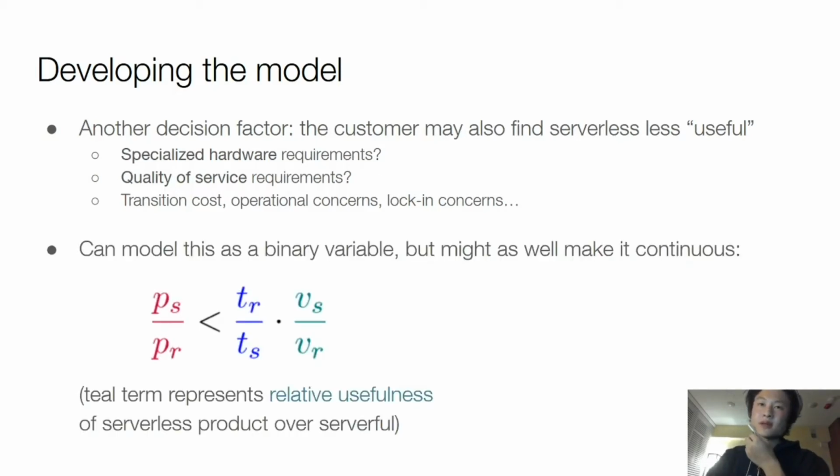We can model usefulness as a binary variable, 1 or 0 for useful or not, but we might as well make it continuous. And in our model, it's represented as VS over VR, the relative usefulness of the serverless product over the serverfull option. Now, to be clear, we're not saying that we can find exact values for these terms, but we do consider it to be a necessary condition, and thus it should appear in our expression.